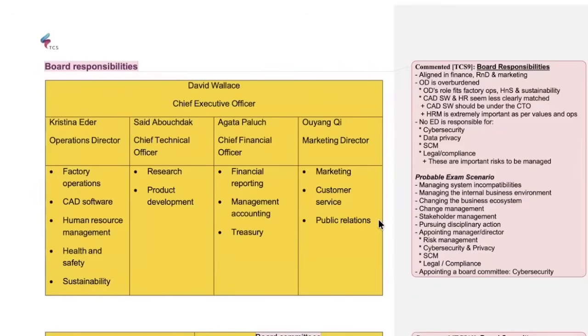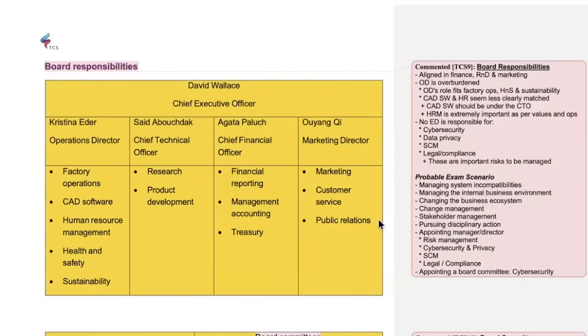So your knowledge concerning these areas, how to manage these incompatibilities, will be tested. And also managing the internal business environment. We are supposed to be an innovative company operating within an innovative industry. So definitely we have to constantly change ourselves, and you should understand how these changes will impact the existing business environment of your chosen company.